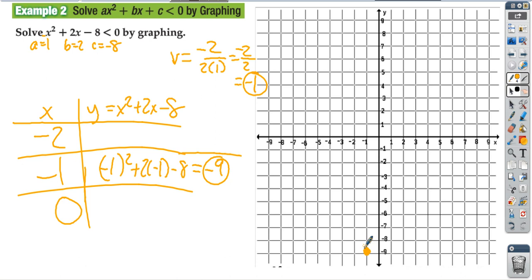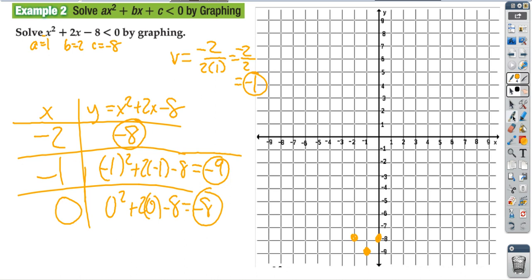Then if we plug in 0, 0 squared plus 2 times 0, minus 8, that turns out to be negative 8. And again, because these are symmetrical, that will also be negative 8 when we plug in negative 2. So we're going to get this point here, negative 2, negative 8, this point here.